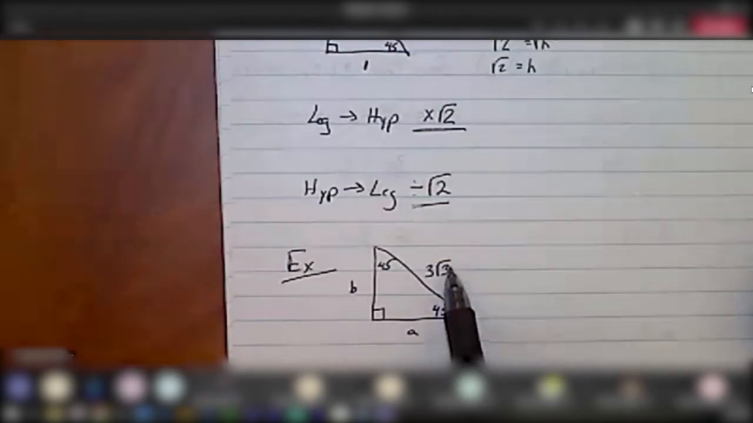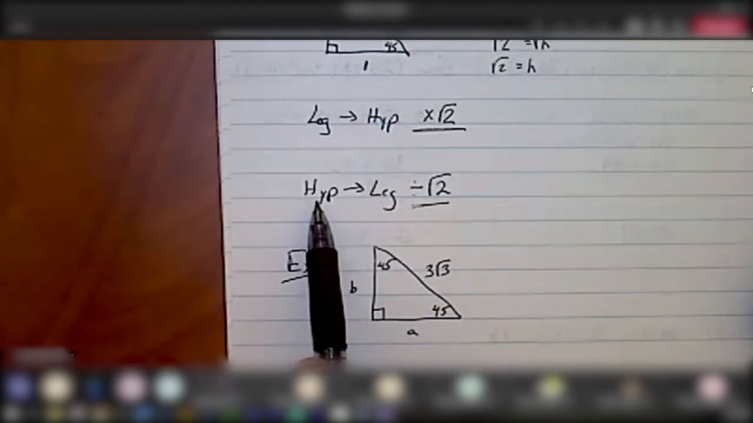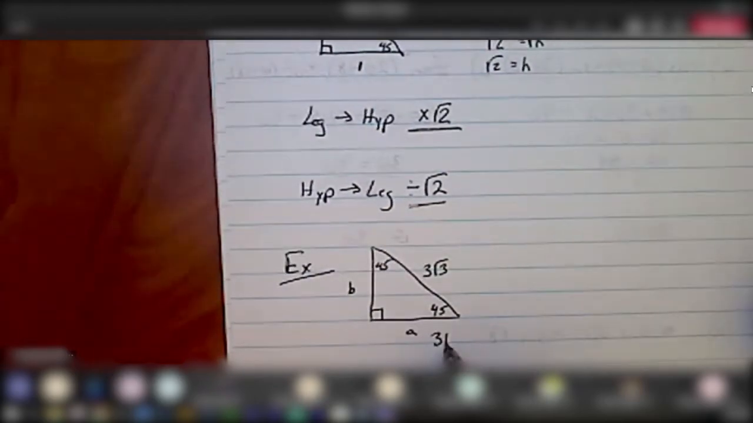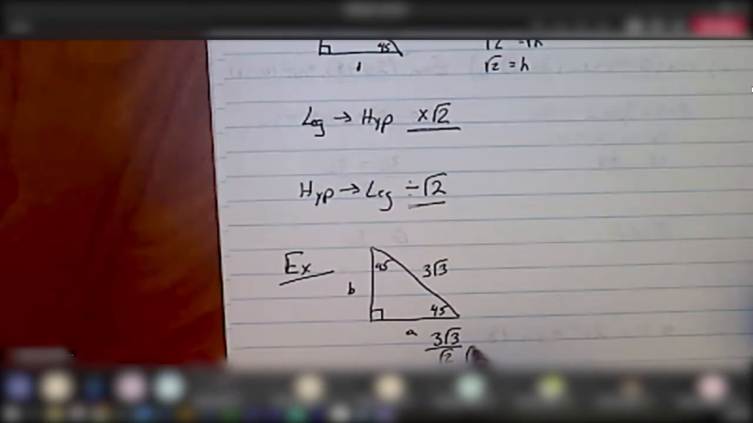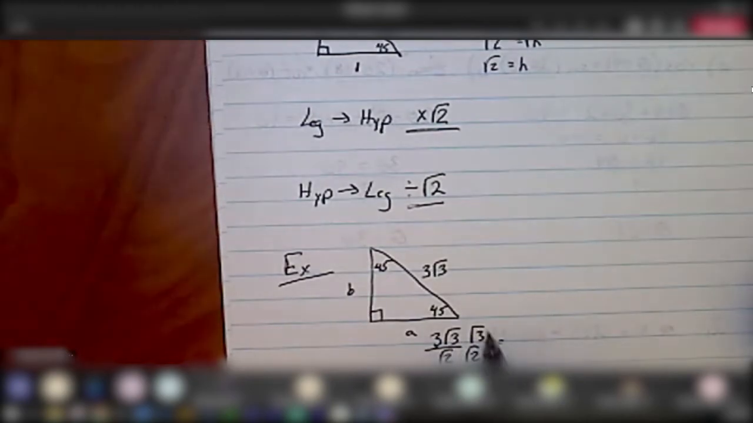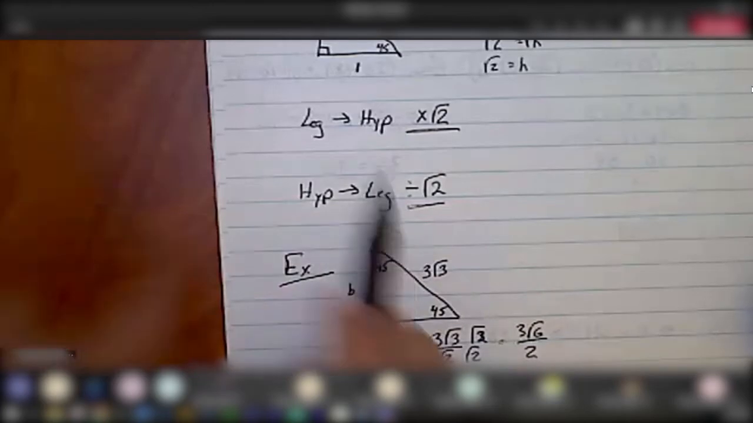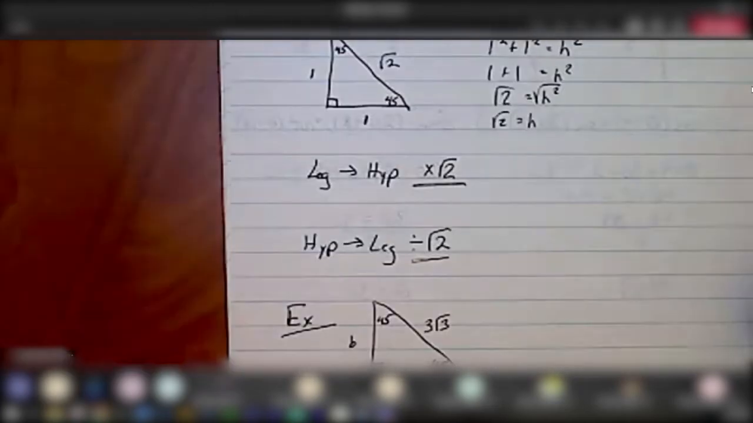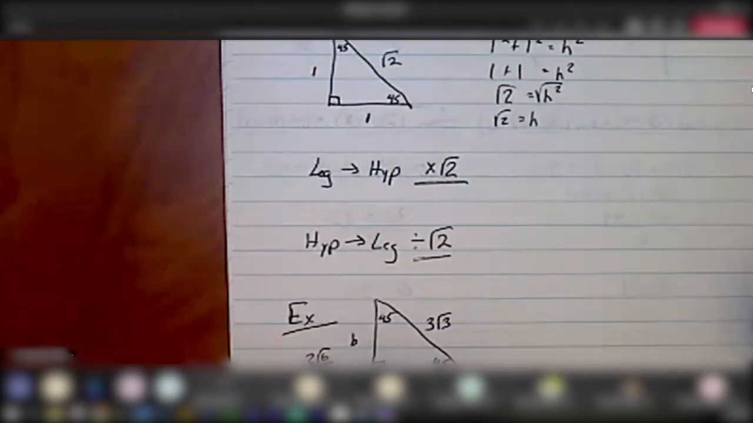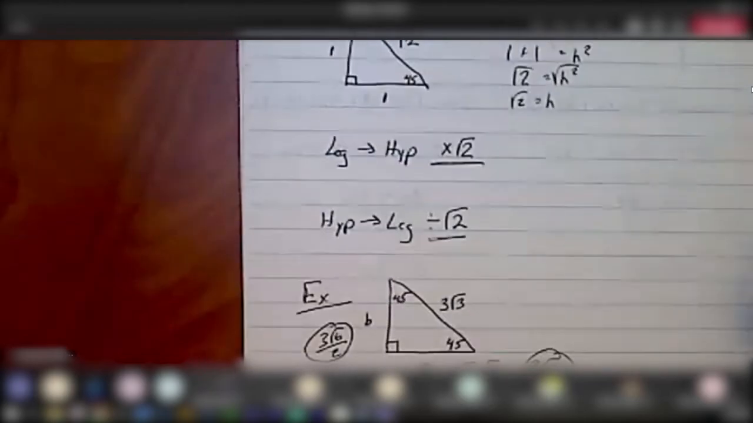All right. So you identify that they gave you the hypotenuse. So to go from the hypotenuse back to the leg, we're just going to divide by the square root of 2. So that means that this is 3 square roots of 3 over the square root of 2. She rationalizes it, and she gets 3 square roots of 6 over 2. And obviously, the ratio of the legs is that they're the same. So if one leg is 3 square roots of 6 over 2, the other leg is the same. Very nice, Lauren. Good job. Okay.